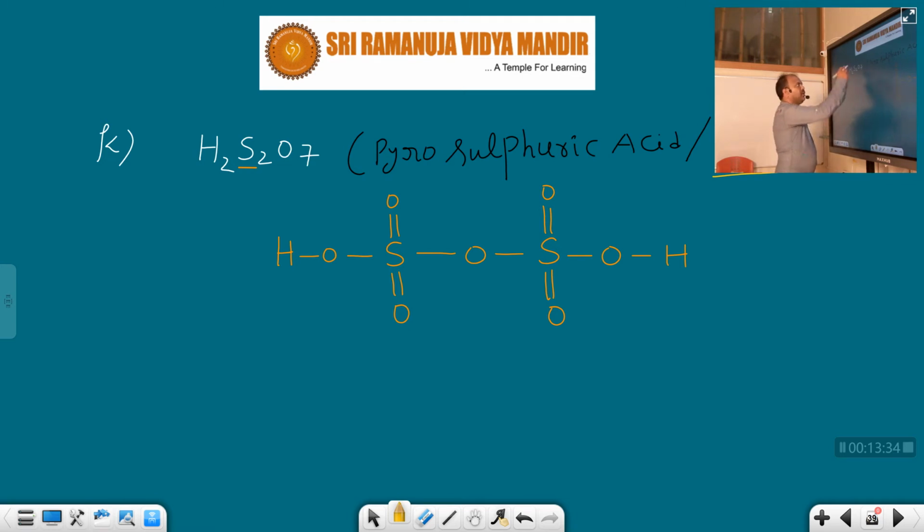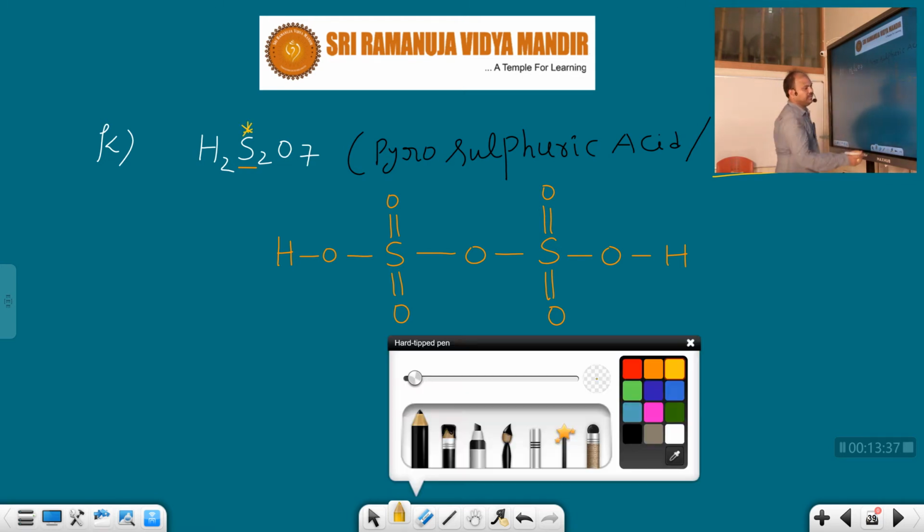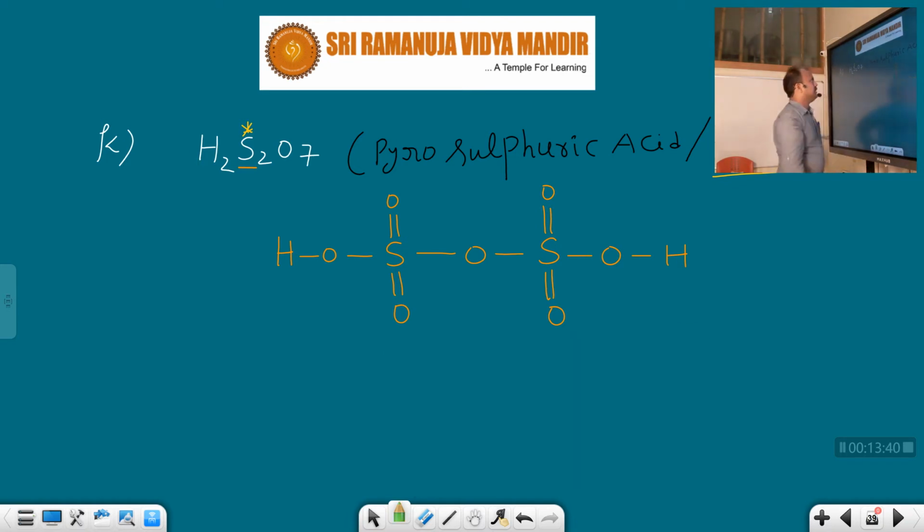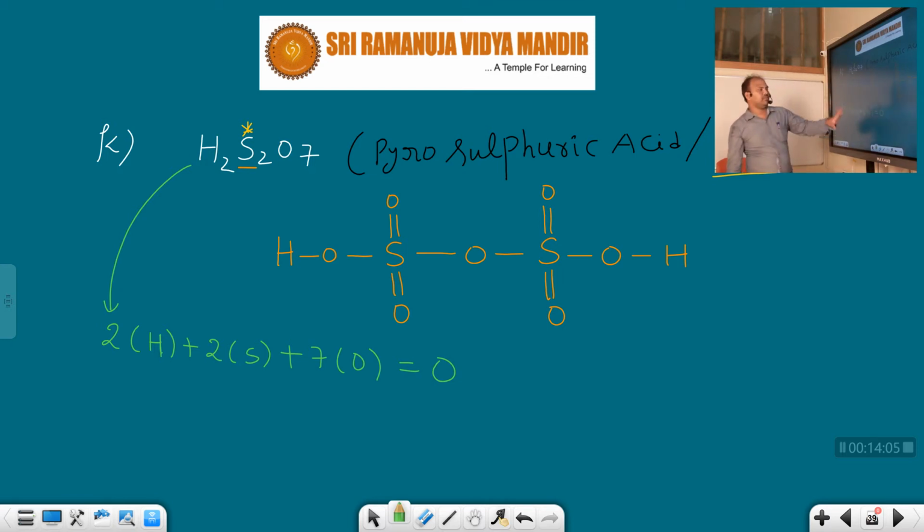So here also we have to find the oxidation number of sulfur. What is the way? You know very well. First step: the sum of the oxidation numbers of all atoms of elements in the given compound should be equal to its charge. Here how many hydrogens? 2 hydrogens. How many sulfurs? 2 sulfurs. And how many oxygens? 7 oxygens, equals 0. Because the sum of the oxidation numbers of all atoms in a given compound should be equal to the charge. Compounds are always electrically neutral, neither positive nor negative charge. That's why it equals 0.